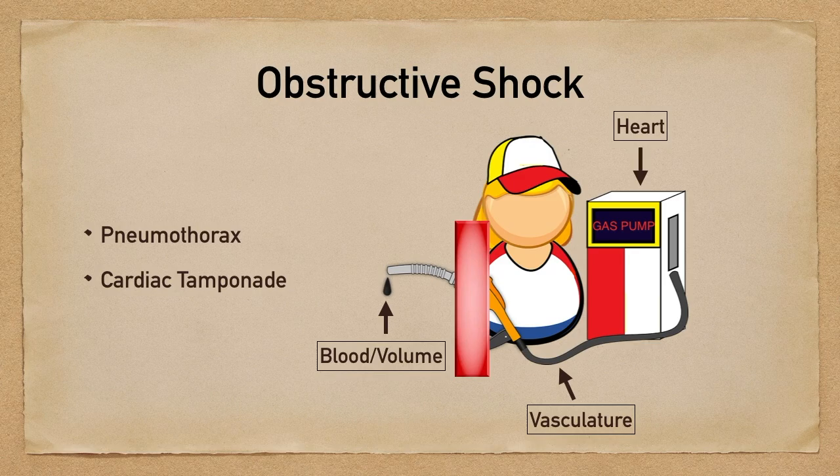The final form of obstructive shock that we'll briefly talk about is pulmonary embolism. A PE can obstruct the normal blood flow through the pulmonary artery, and this can lead to obstructive shock if it's severe enough. Now, the treatment of obstructive shock, as we have seen with the other forms of shock, includes treating the underlying problem. So, for example, this could include a chest tube for pneumothorax, a pericardiocentesis for cardiac tamponade, or blood thinners for pulmonary embolism.